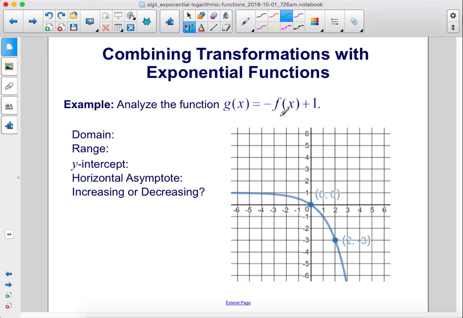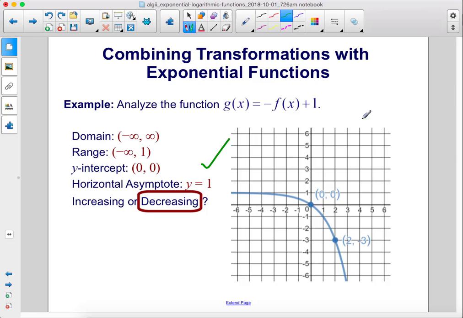g of x equals negative f of x plus 1, where f of x is 2 to the x power. The domain is all real numbers, so from negative infinity to positive infinity. The range is from negative infinity up to 1. You can see that there is a horizontal asymptote when y equals 1. So the range will be from negative infinity to 1, but not including 1. So we're going to have a parenthesis, not a bracket. The y-intercept is right here at the origin, (0, 0). And you see that from left to right, this is a decreasing function.